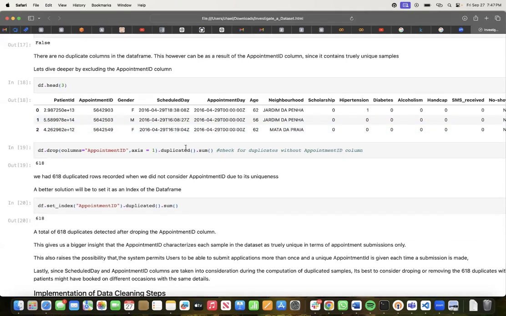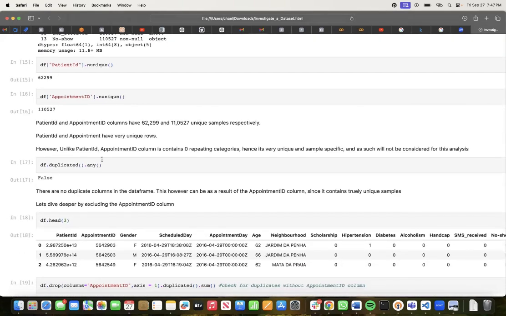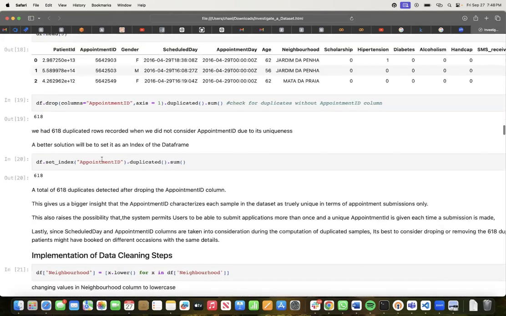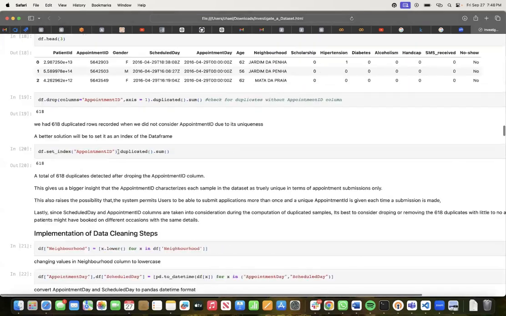Now, again, we go ahead and then we check for duplicates in appointments. Of course, still, appointment ID is getting some duplicates, which is quite surprising. So a better solution would be to set it as an index of the column. So I have to set this one as an index.